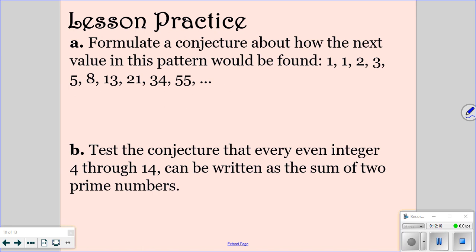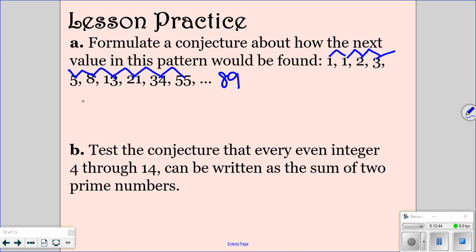And so what you do here is this number plus this number equals the next one. 1 plus 1 is 2. And then 1 plus 2 is 3. And then 2 plus 3 is 5. And then 3 plus 5 is 8. 5 plus 8 is 13. 8 plus 13 is 21. 13 plus 21 is 34. 21 plus 34 is 55. 34 plus 55 would be 89.